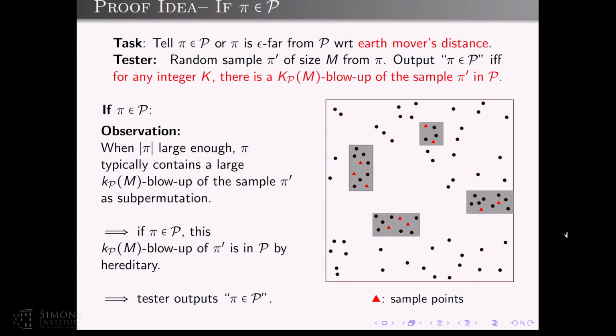And for each of the sample points, because it lies in some very dense region, there are lots of other points in the original permutation around these sample points. So you can imagine growing some neighborhood from each of the sample points. Each of the sample points grows into a small neighborhood, and those small neighborhoods are disjoint horizontally and vertically. So they form the shape of the subpermutation from the sample, and that blow up is going to be in the original permutation. That provides some intuition about why, when the original permutation is large, it typically contains a large blow up of the sample subpermutation.